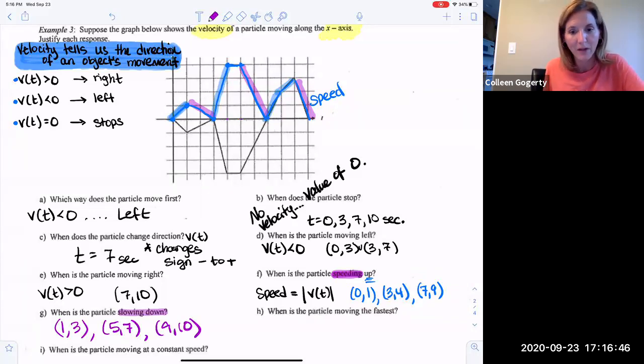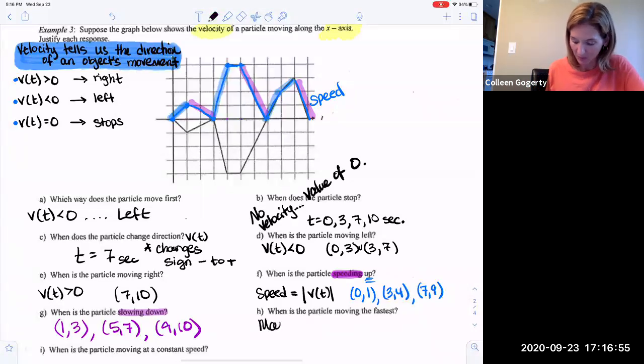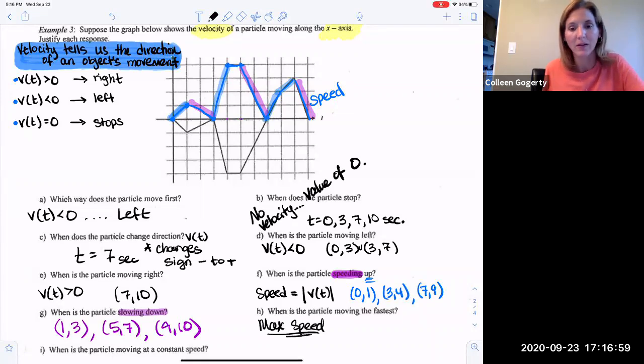All right. So H, when is it moving the fastest? What is the maximum speed? When does that happen? Well, that happens actually on an interval, and it happens in here. So the particle is moving the fastest in between that 1, 2, 3, 4, and 5 seconds.